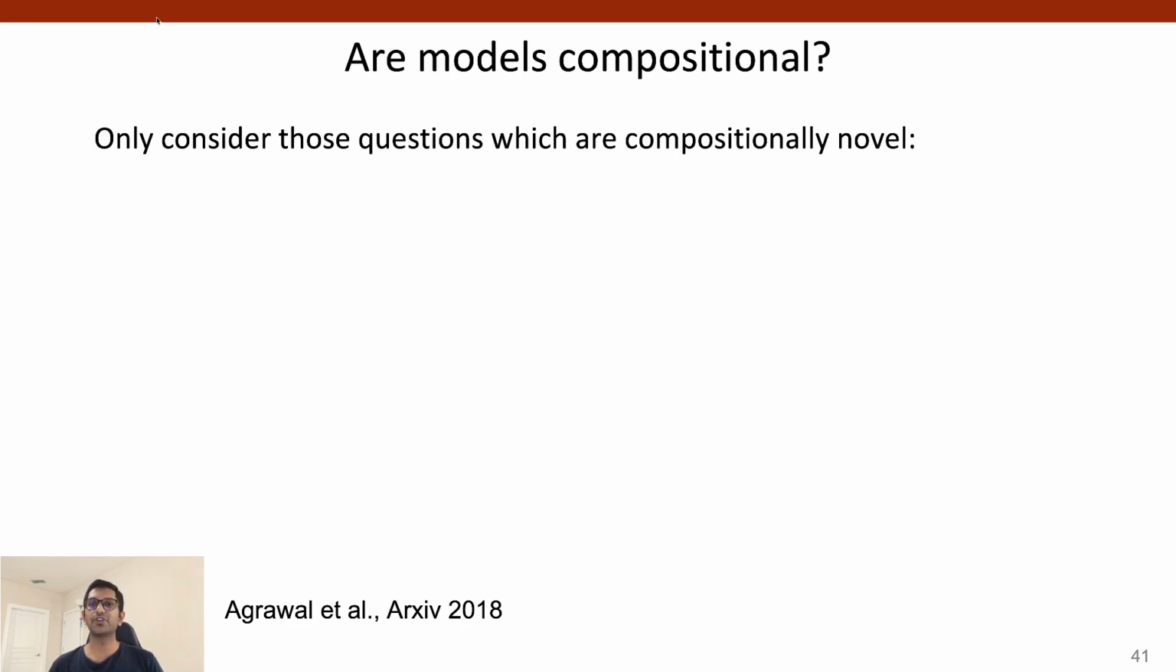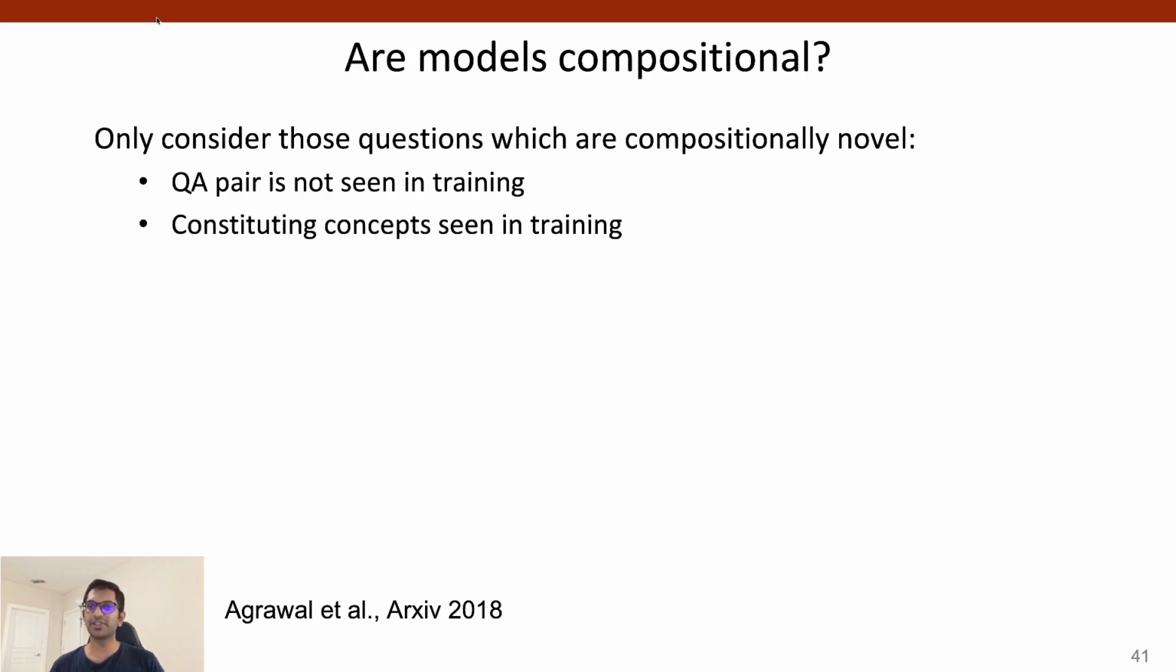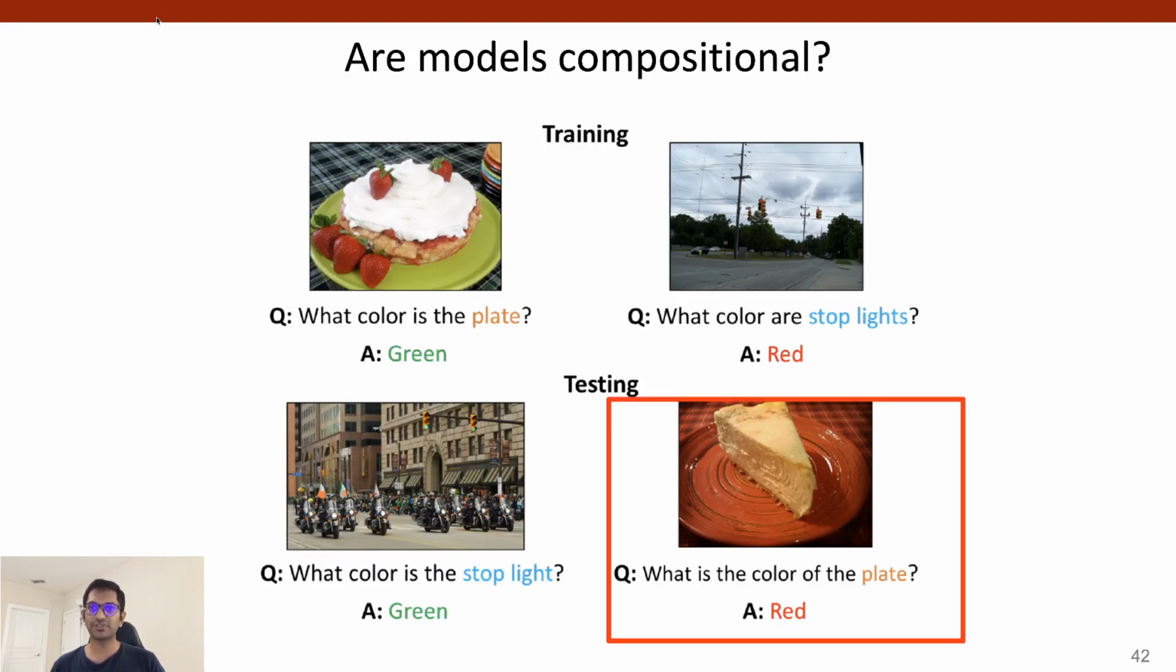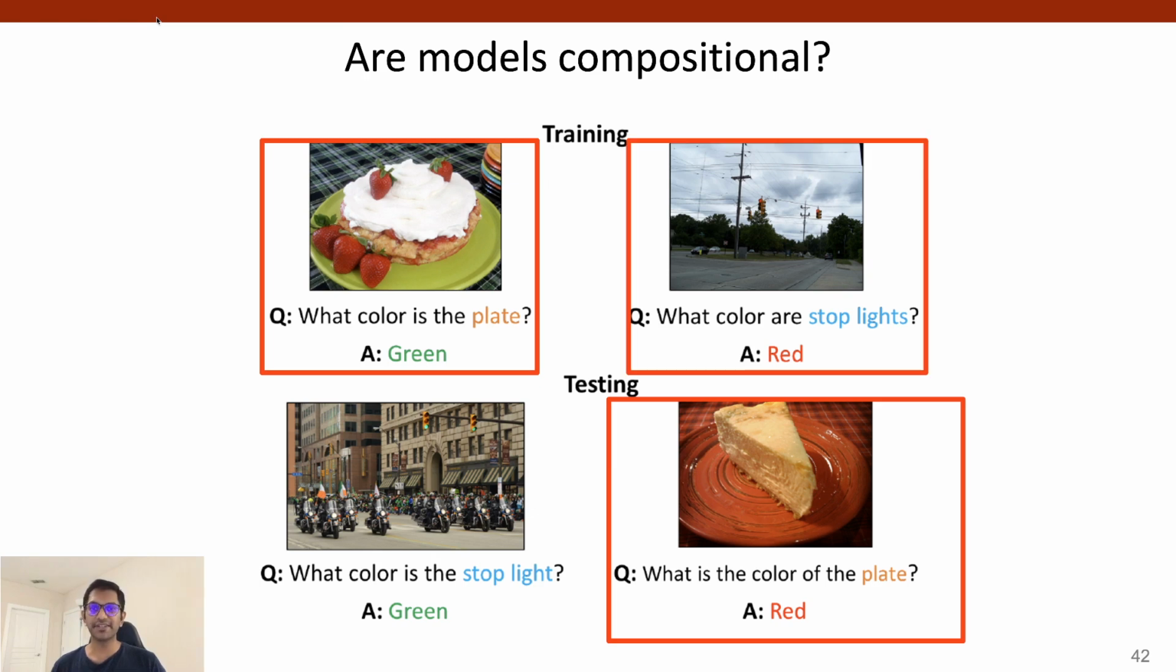Another interesting question to ask is, how good are current models in answering questions that are compositionally novel? What we mean by this is that the test QA pairs are unseen in training, but the concepts in the QA pairs are seen. Suppose at test time the question is about a red plate that you have not seen during training, but you have seen a green plate and a red stoplight during training. So, by compositionality, I mean the ability to compose the concepts of plate and red to be able to recognize a red plate at test time.